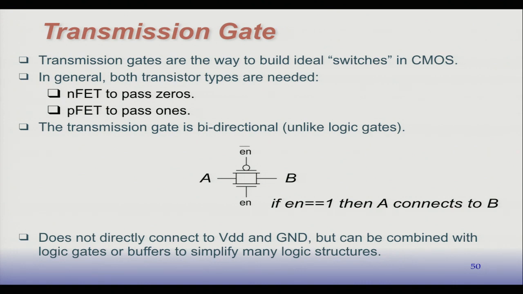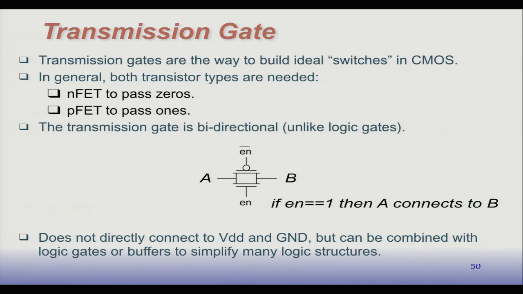It has a signal here, there's a complement of it here, and the signal here. So if enable equals 1, then A connects to B. So this is a way to build a perfect switch. Because if we just had an N-type transistor there, it still works like a switch. But if we were trying to pass a 1 through here, we put a 1 here, which would be VDD, we get VDD minus VT at this side. So it wouldn't be a perfect switch in terms of passing the correct voltage.